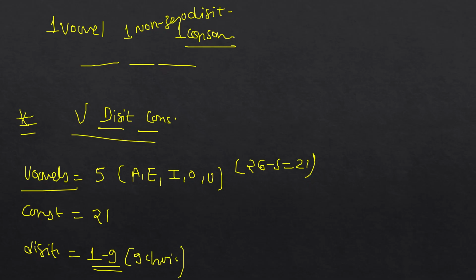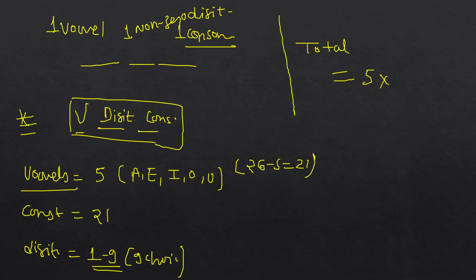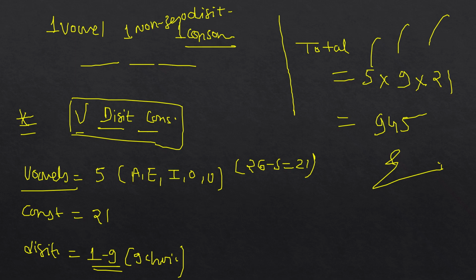Now as per the instruction by the question, initially we have to put a vowel. So what will be the total? First vowel in 5 ways. Now second, digit 1 to 9, 9 choices we have. And third, a consonant in 21 ways. So after multiplication we get 945 and this is our final answer. Why did we multiply? Because all are independent. This is a property: if all are independent, we can multiply to get the answer.